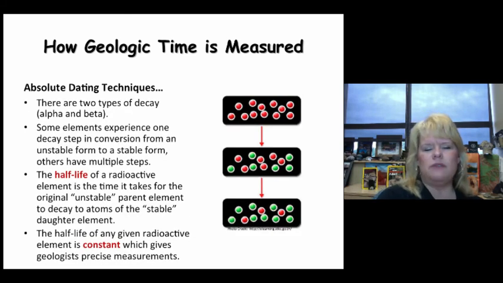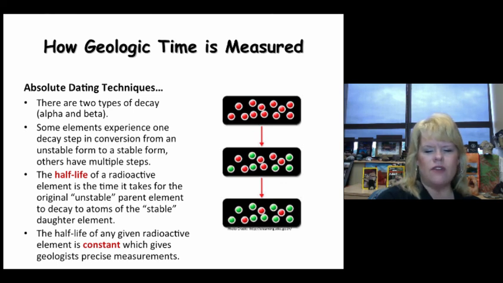So there are two types of decay processes that happen, alpha and beta. And some elements experience just one decay step when this occurs, and others do multiple versions to reach the same unstable to stable condition. The half-life is very important in understanding isotopic dating, because the half-life of a radioactive element is specifically the amount of time it takes for the original unstable parent element to decay its atoms to the stable daughter element. However long that takes, that's referred to as a half-life.